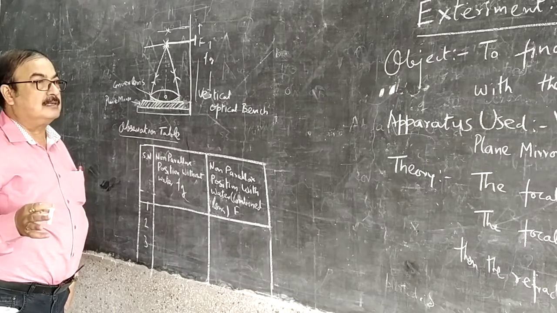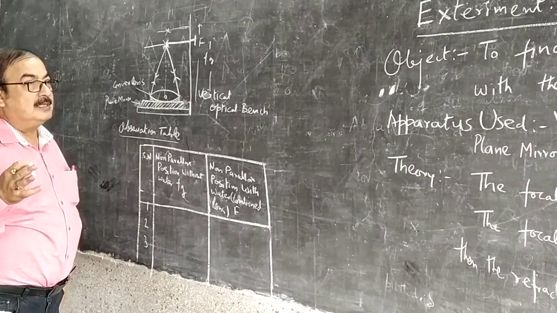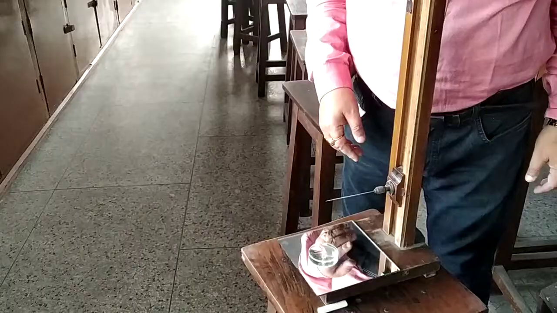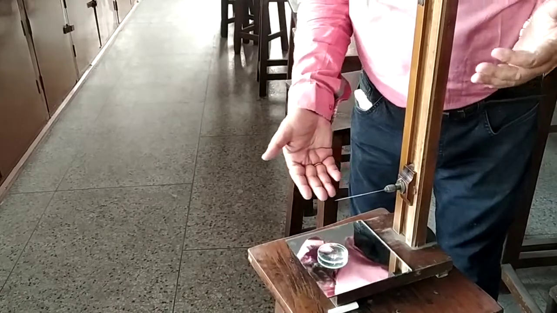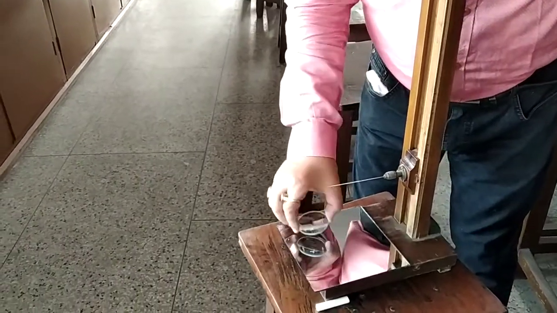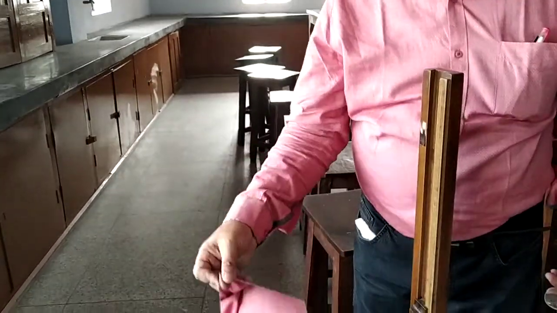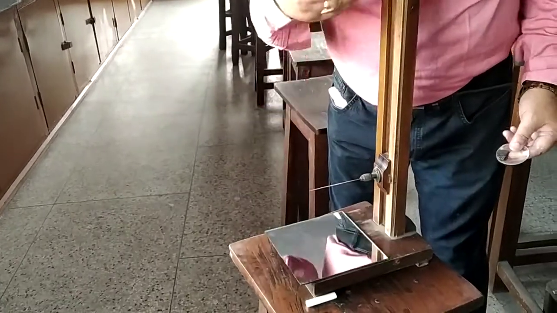Okay, now let us move to the actual optical setup. Now you can observe the experimental arrangement. Here it is a convex lens. You can see it is a thick lens, with a focal length of around 10 to 13 centimeters. And this is a plane mirror. The entire arrangement you see is a vertical optical bench.